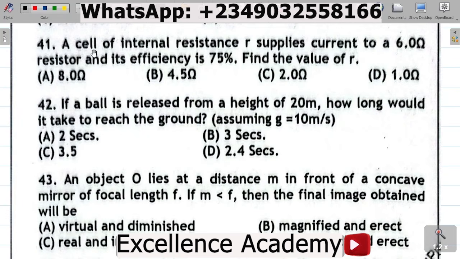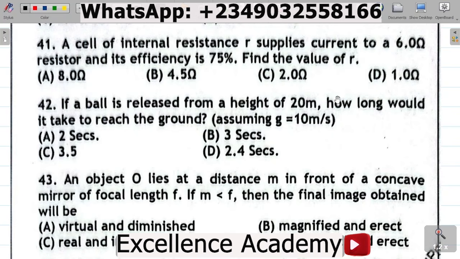Okay. 41 here says a cell of internal resistance small r supplies current to a 6.0 ohm resistor and its efficiency is 75%. Find the value of r. Okay. A, 8.0 ohms. B, 4.5 ohms. C, 2 ohms. D, 1 ohm.